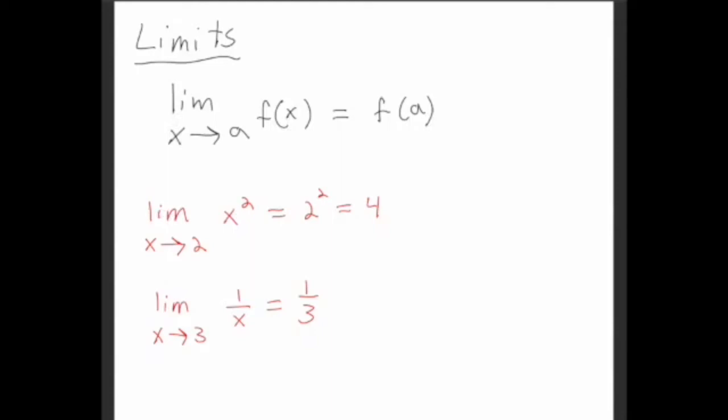So when you take a limit, you pretty much just plug in the value in for x. So here, limit x approaches a of f of x, so that's f of a. So for example, x approaches 2 for x squared, so that's just 4. And here we have 1/3.